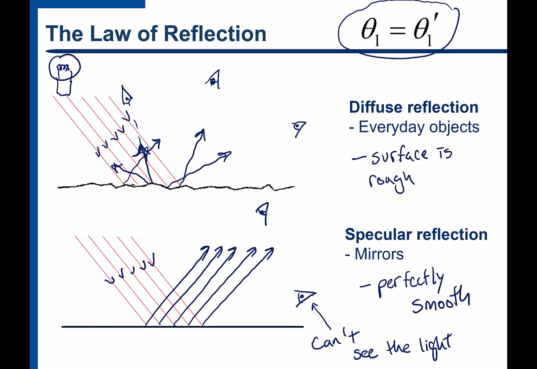So again, everyday objects, the light essentially gets reflected off in every direction because the surface is rough. Mirrors are a special case. That's specular reflection. Because they're perfectly smooth, the light only comes off at an angle that is directly related to the angle of incidence.